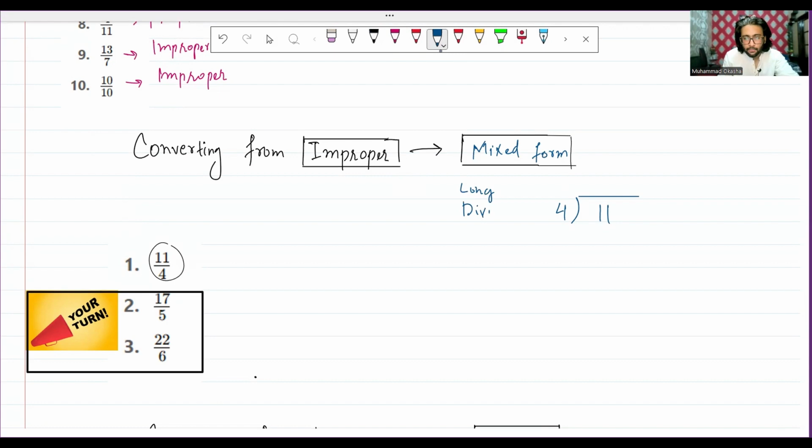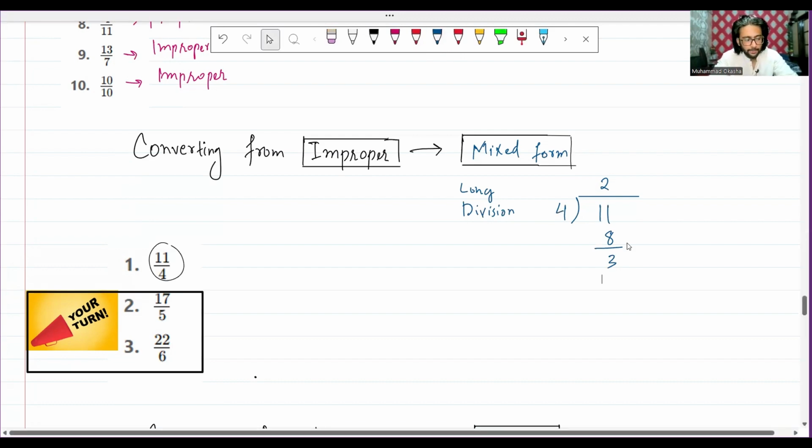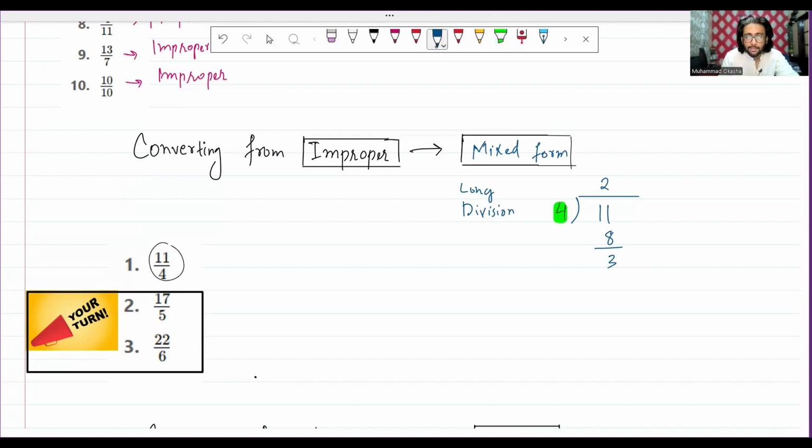Let me do the long division over here. I think 4 2s are 8, so I'm left with 3. I cannot solve any further, so I'll just stop there. Now let's give them names. The thing that's outside, that's commanding everything, is called the divisor.